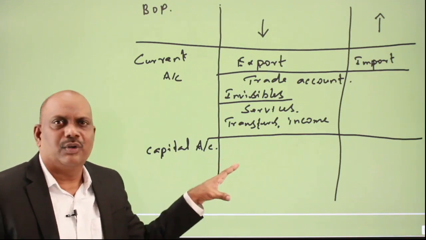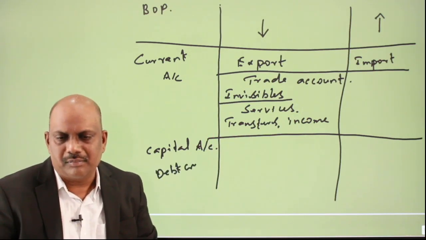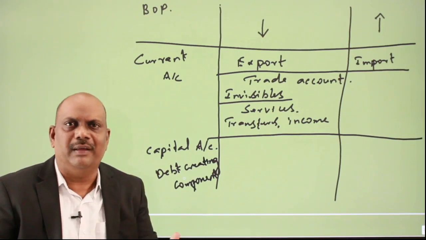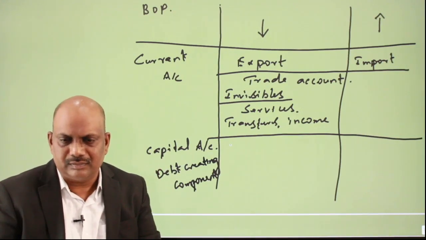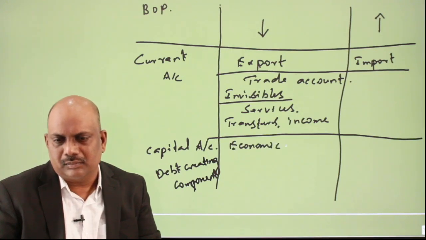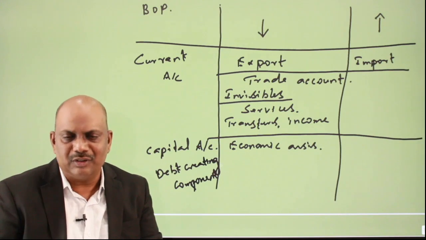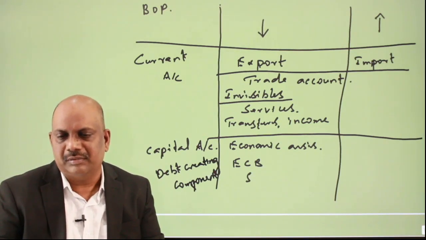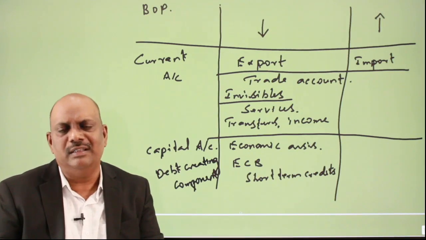On the other hand, what is this capital account? This capital account largely includes debt creating components. For example, we borrow money or we get foreign assistance from the developed countries, economic assistance at a concessional rate of interest. We also go for commercial borrowing, which we call external commercial borrowing. We also go for short-term credits, borrowing from the IMF. All these things belong to the capital account.